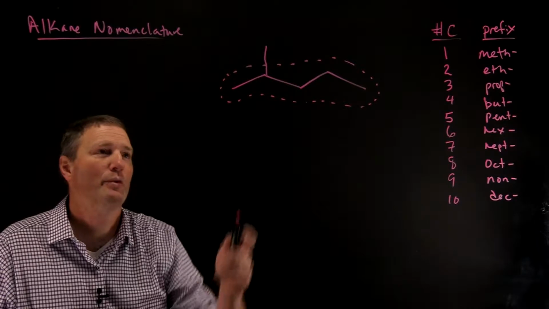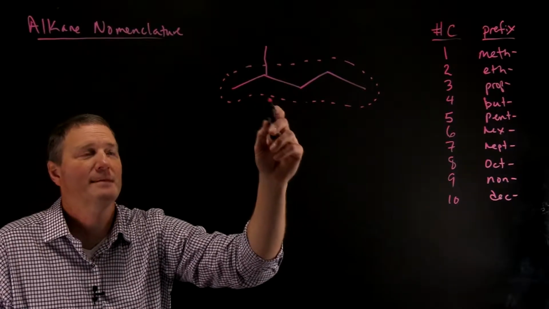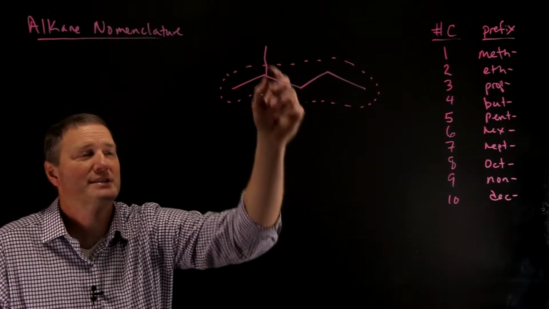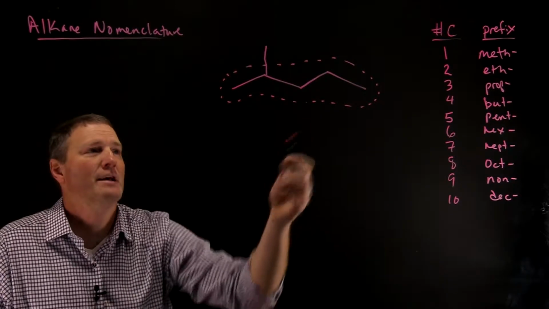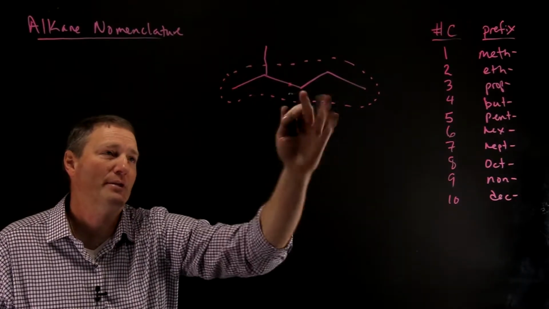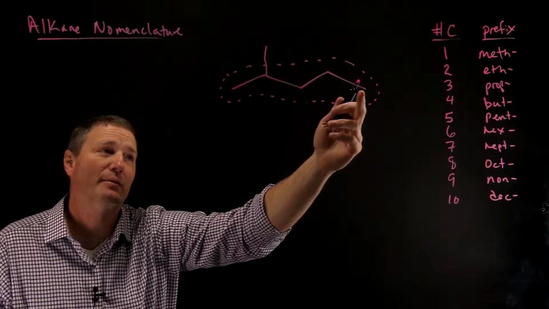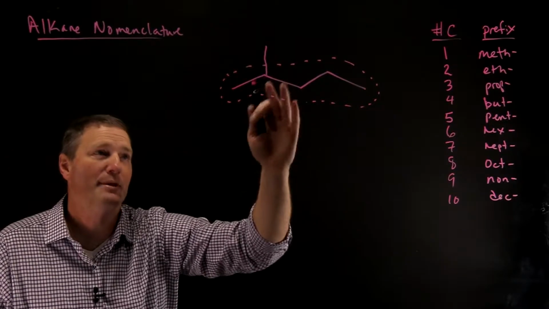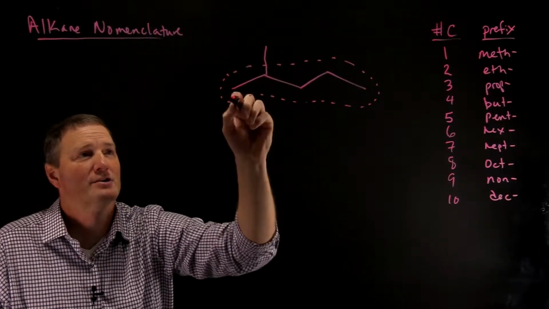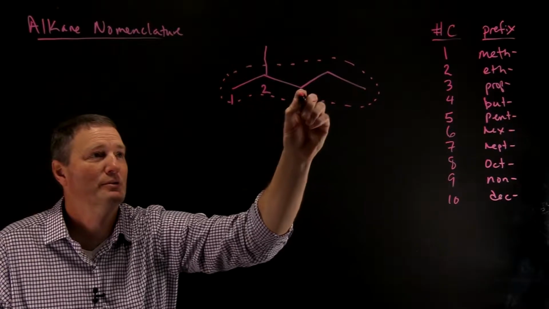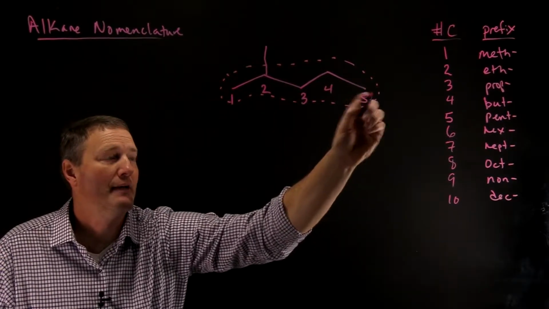The next step, we want to number the carbons in the chain such that we give any branches coming off the chain a lower number. So notice in this chain I have 5 carbons. I could potentially number it over here, number 1, 2, 3, 4, 5, but that would give this branch a higher number. So the correct numbering would be this: 1, 2, 3, 4, and 5.